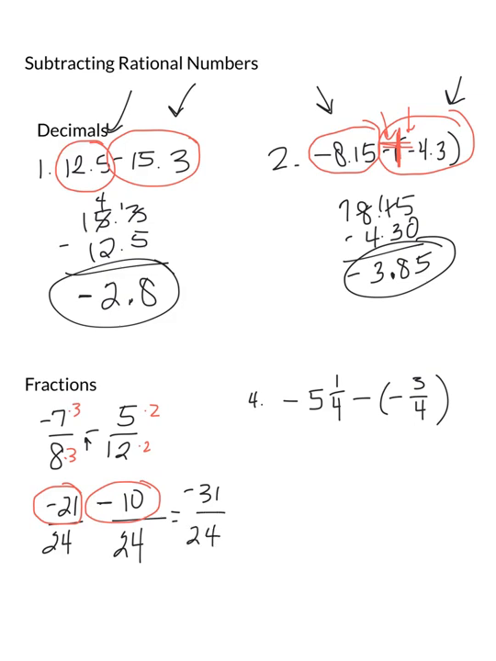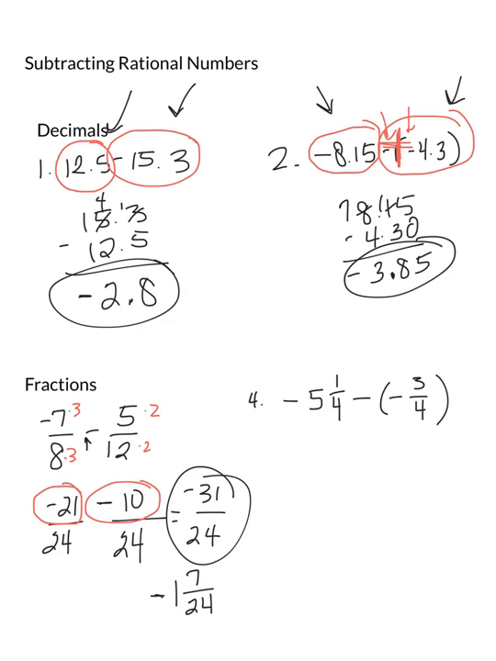The next thing we have to do is, this is an improper fraction, so we have to make it a mixed number. 24 goes into 31 one time, and then 31 minus 24 is 7 over 24. Because it was negative 31 over 24, this just becomes negative 1 and 7/24, so that negative sign carries on.